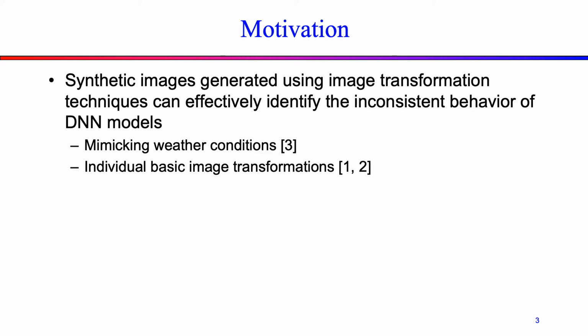Recent work from literature suggests that synthetic images generated using image transformation techniques can effectively identify the inconsistent behavior of DNN models. Zhang et al. proposed DeepRoad, a framework that generates synthetic images that mimic two extreme weather conditions. Similarly, another work from literature, DeepTest, demonstrated that testing DNN models with synthetic images generated with basic image transformation could produce inconsistent behavior.